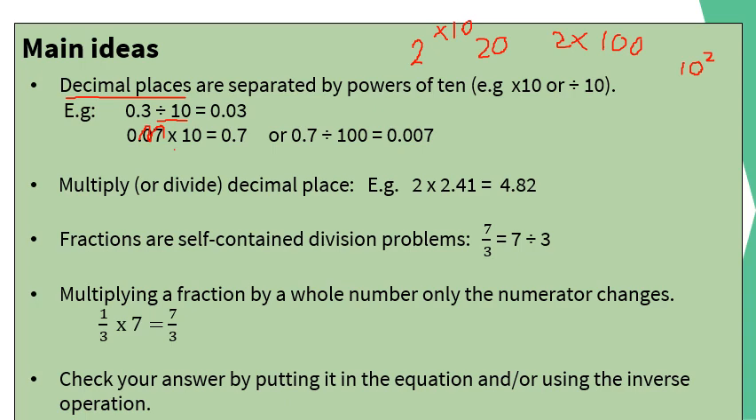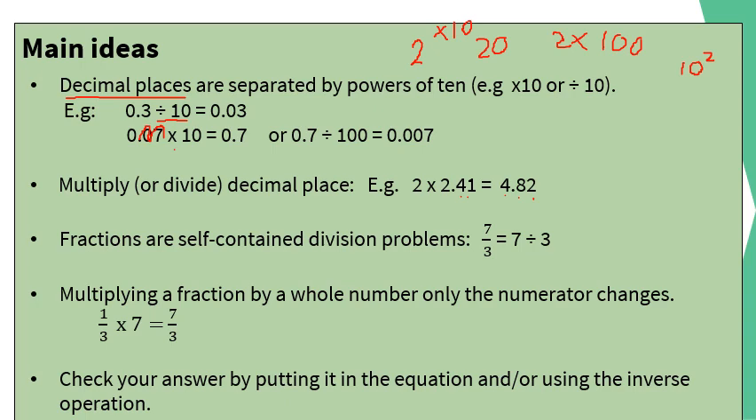So here, nice and simple, we've got 2 times 2.41. I just need to multiply each of these places. So the 2 becomes a 4, the 4 becomes an 8, and the 1 becomes a 2. And I keep my decimal point there, obviously.